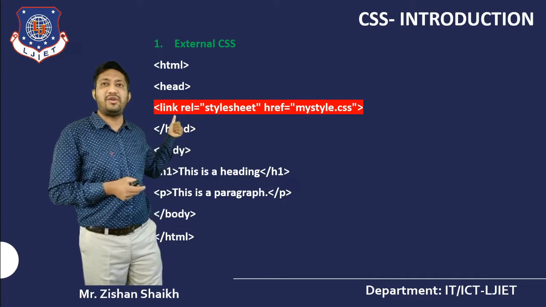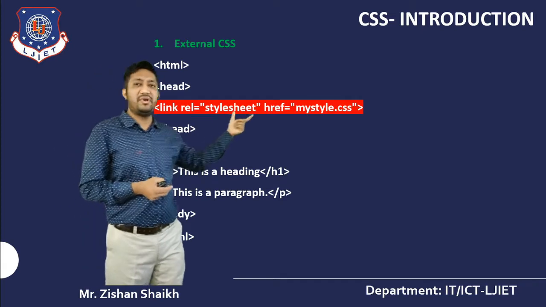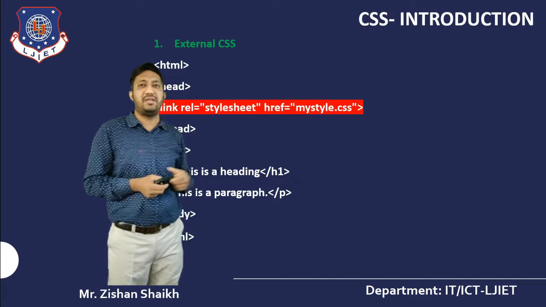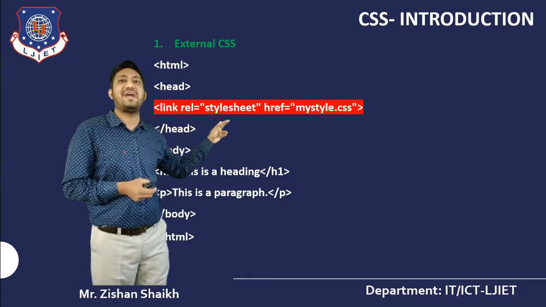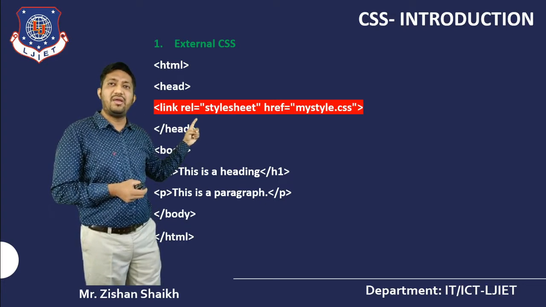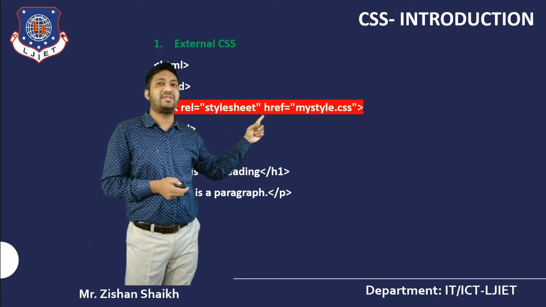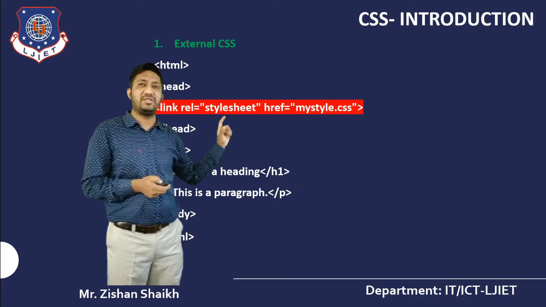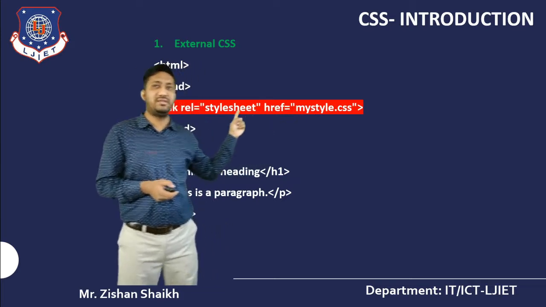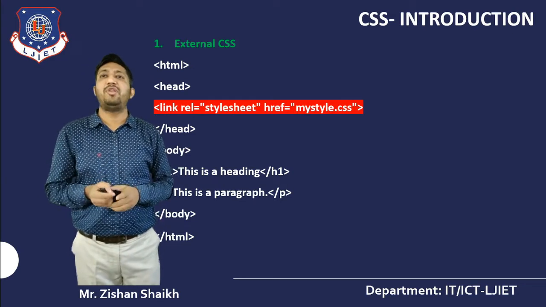We are using the link tag here, with a starting and ending. In between we have to use some properties. What are those properties? One is rel and the second one is href. The rel is all about the style sheet. So in link we are using one property, rel is equal to stylesheet, and href is all about the CSS file from which we want to make a relation. So in this example our CSS file name is mystyle.css. So using this syntax, my HTML file and CSS file will be linked.